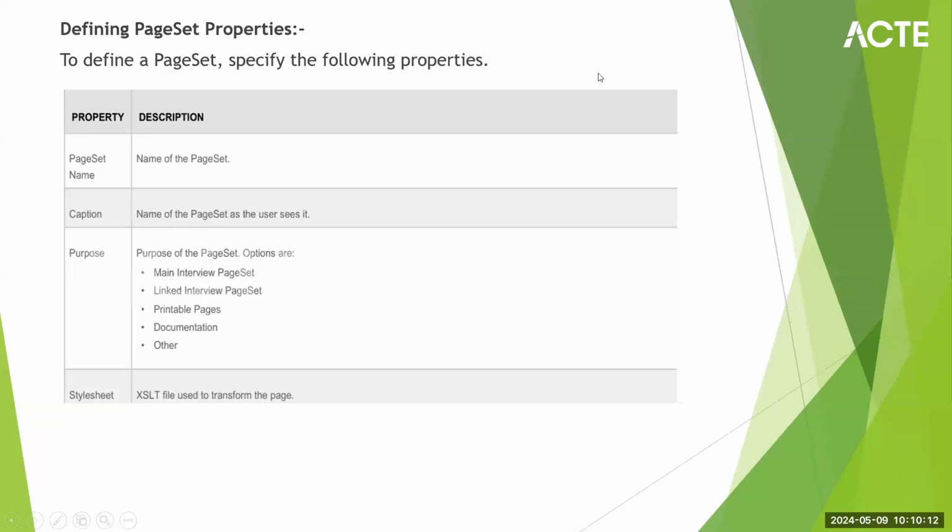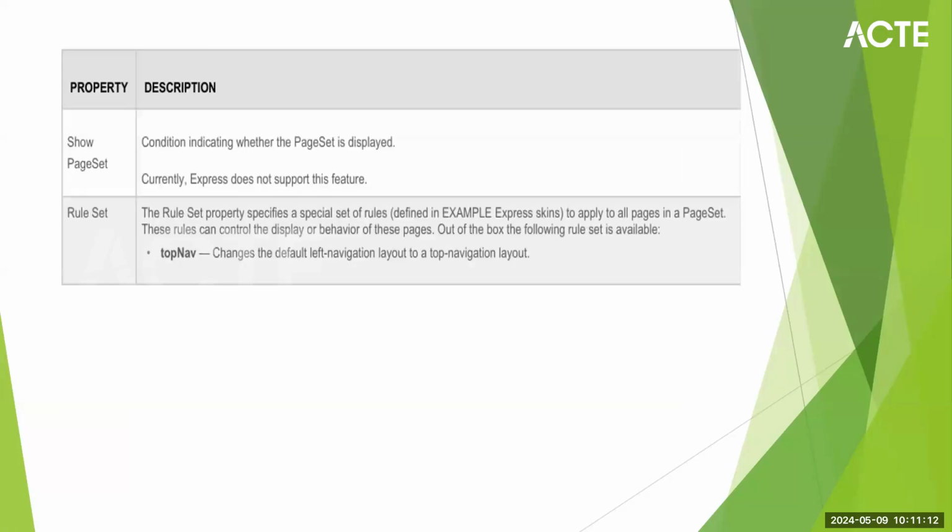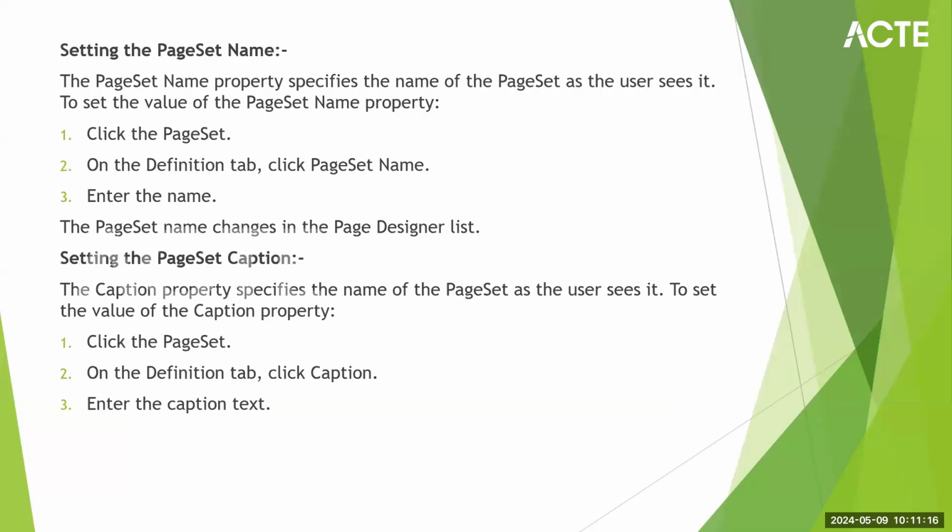Defining page set properties. To define a page set, specify the following properties. What are the properties? Page set name, caption, purpose, style sheet, and so on. These are some of the properties for the page set, which are commonly there for page and page set. There are also the show page set property and rule page set.